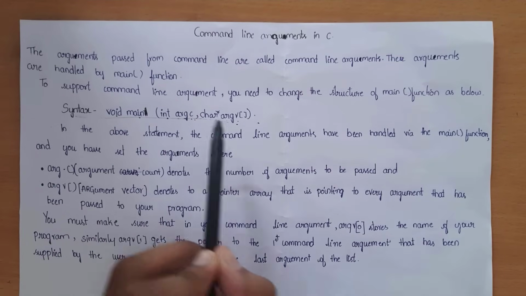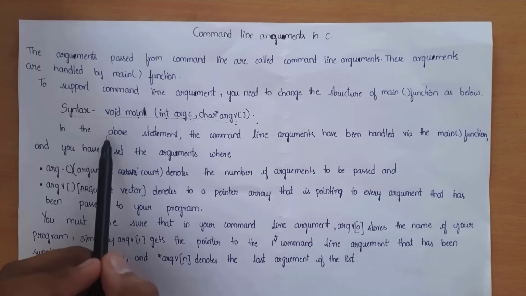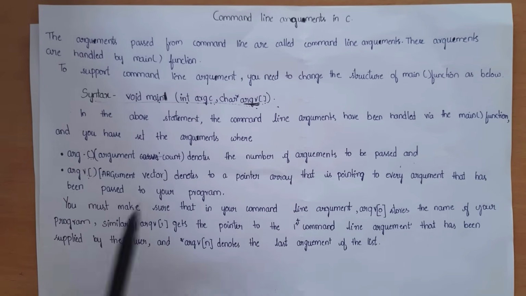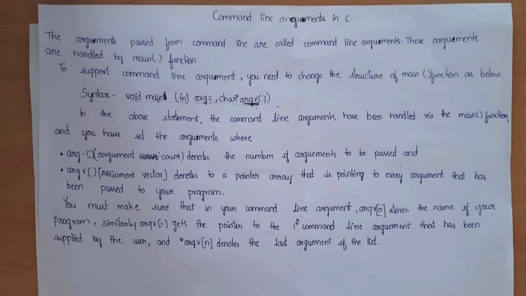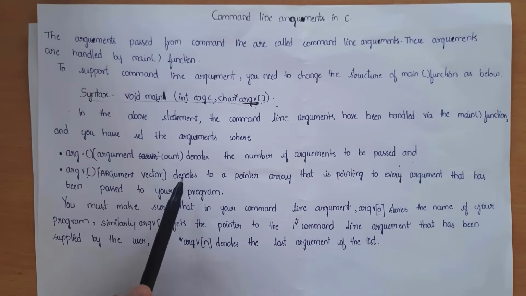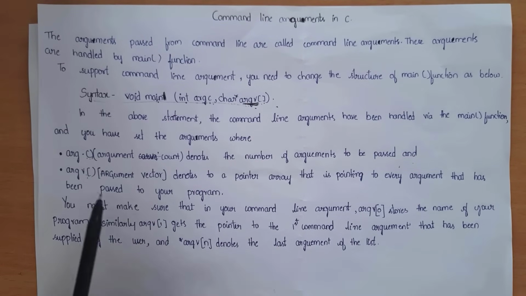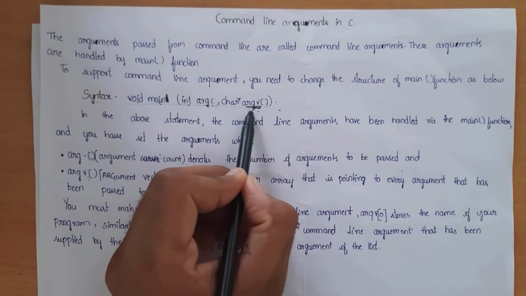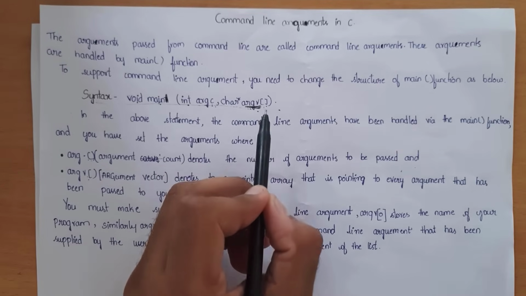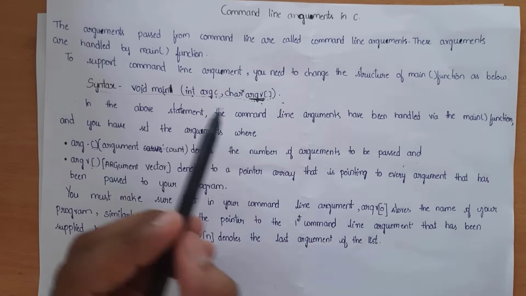In the above syntax, the command line arguments, argument count and argument vector, are handled by the main function, where argc means argument count, which denotes the number of arguments to be passed. How many arguments we are passing, it will count those arguments. And the next one is argv, that means argument vector, which denotes a pointer array. This is a pointer array pointing to every argument that has been passed to your program. That means by using this argument vector, we can pass arguments. These arguments are string type, so a character array represents a string. Whereas argument count is an integer, because it counts how many arguments we are passing.